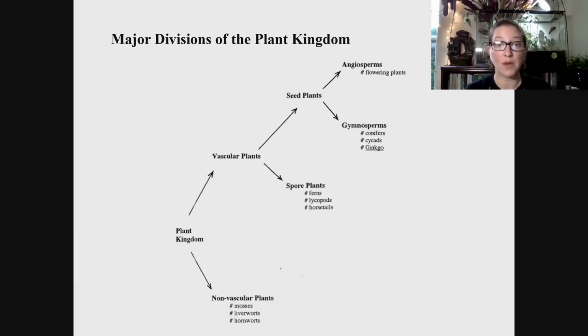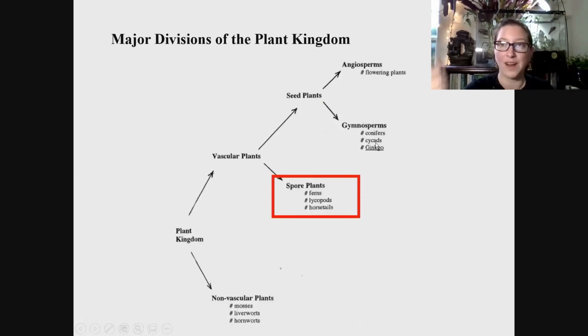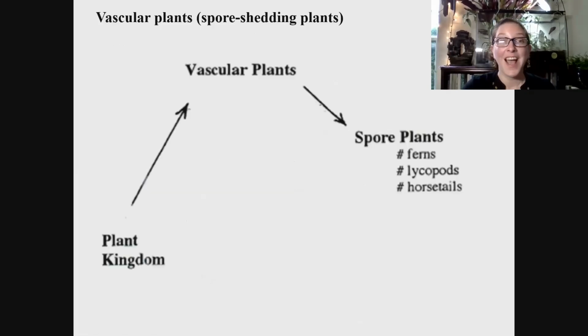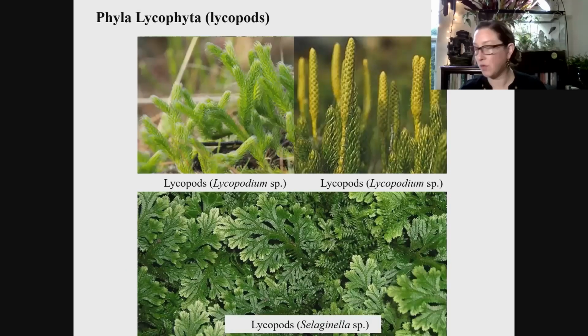Okay, so here's our roadmap that we've seen before. We've already gone through those non-vascular plants that are at the bottom. Now we're in the vascular plant part of the plant kingdom, right? Here we are, and we're going to start our journey in these spore-bearing, spore-shedding vascular plants. Ferns and lycopods are who we're going to talk about today. The book covers a few more, but for the purposes of this class, ferns and lycopods are plenty.